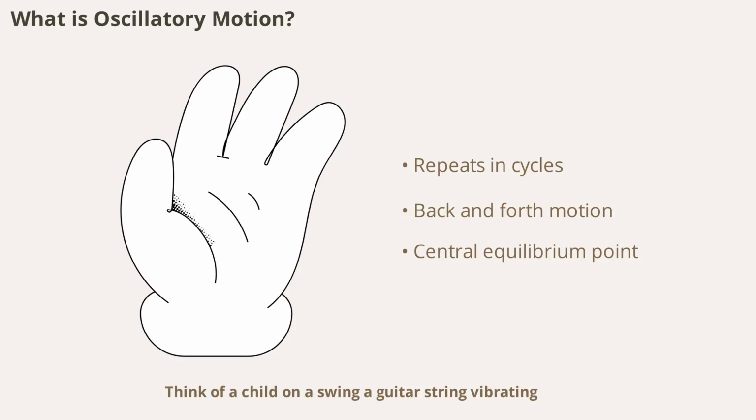Think of a child on a swing, a guitar string vibrating, or even the ticking of a clock. In each case, the object moves back and forth about a central position, known as the equilibrium point. This repetitive movement is what we call oscillatory motion. It's a fundamental concept in physics because it forms the basis for understanding waves, sound, and even electrical signals. Let's see how this idea leads us to the concept of simple harmonic motion.